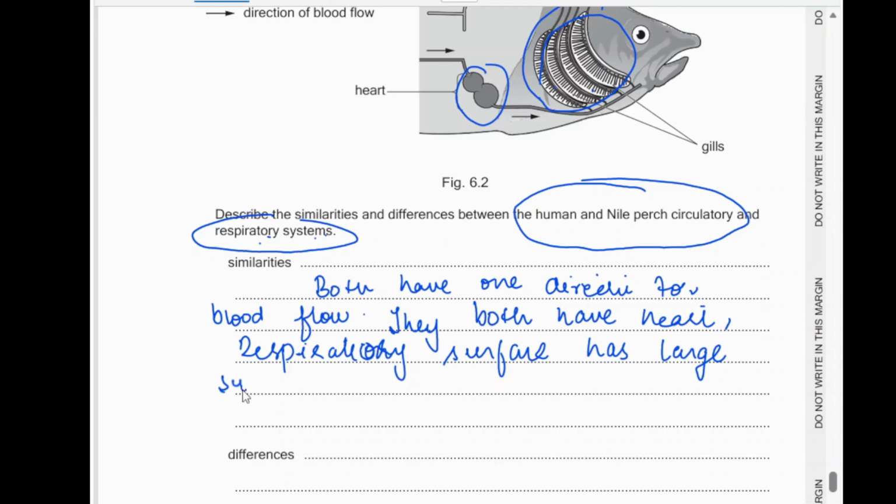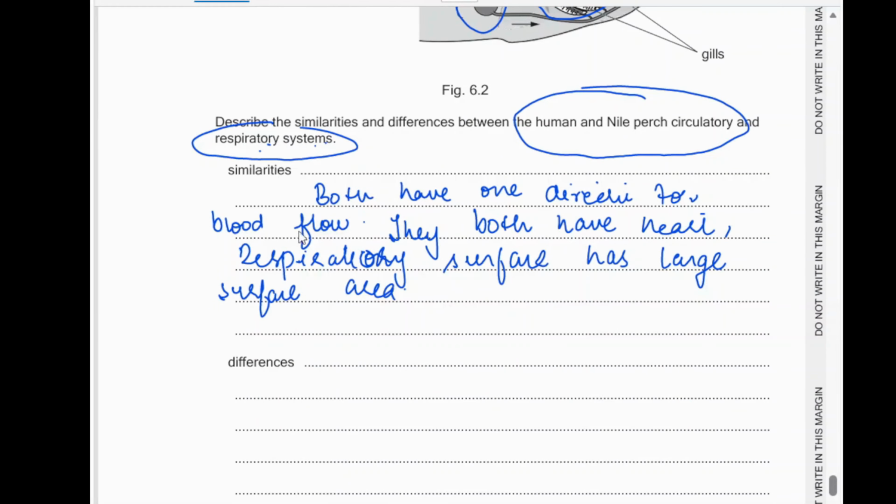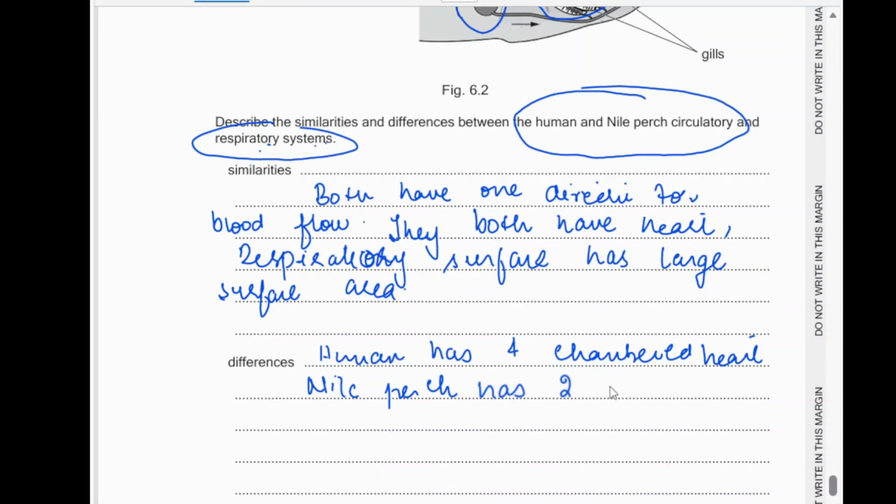Okay, what is the difference? Okay, human has four chambers, and this Nile Perch. No, they are present. It's not shown over here, but they are present. Okay, two-chambered heart. What other difference?